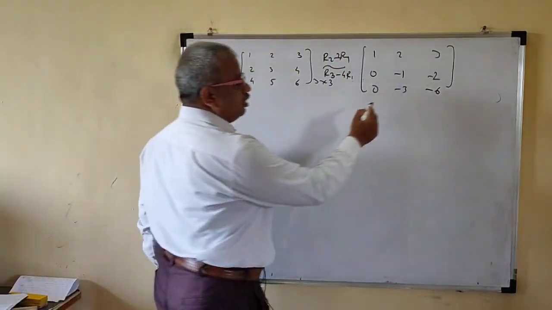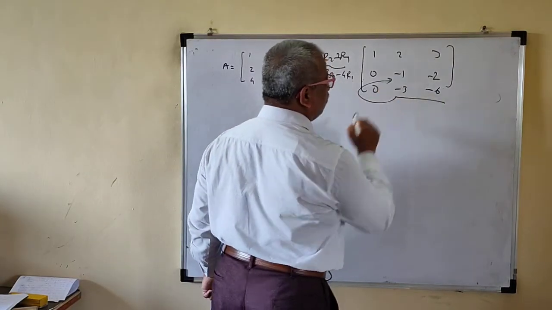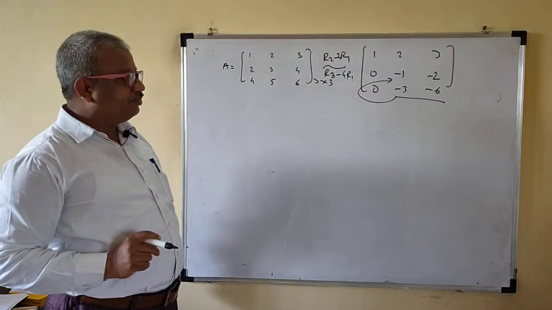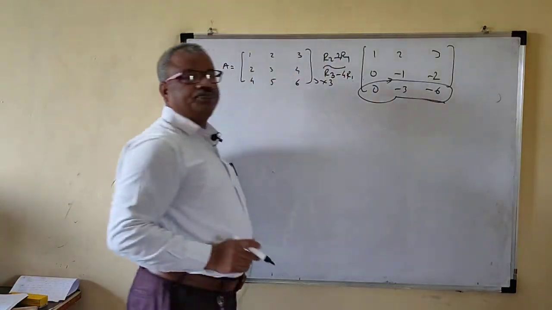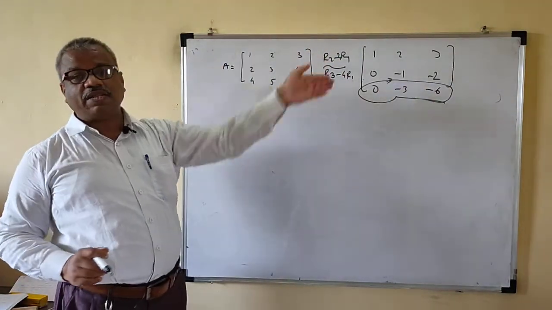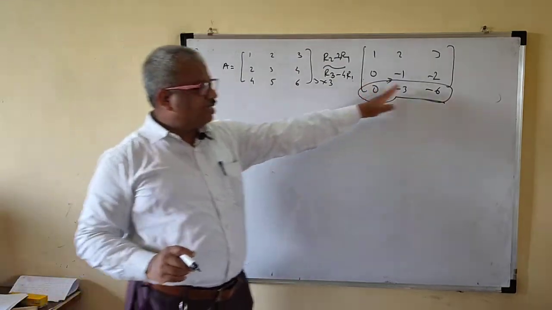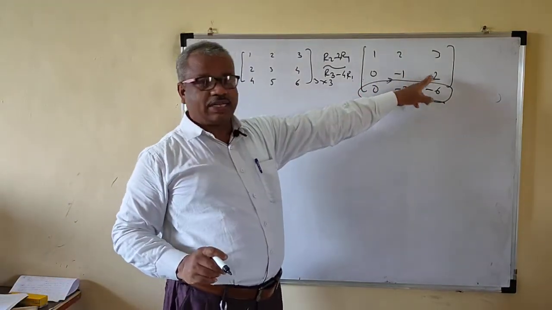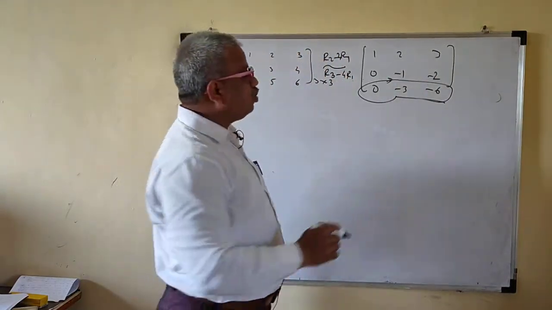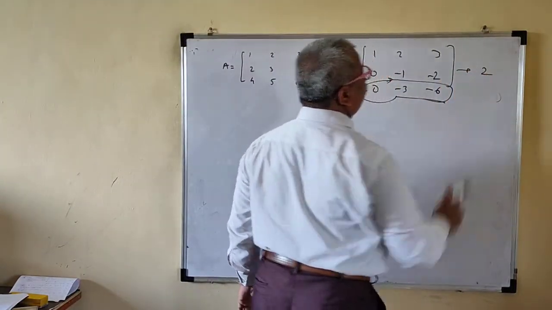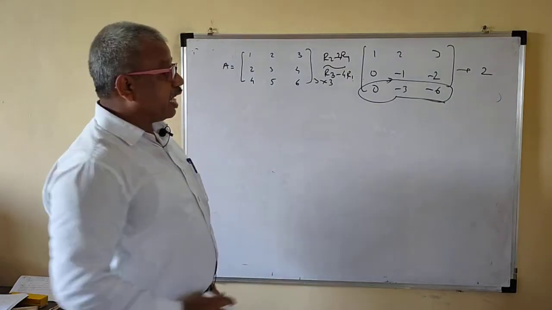Now see, this row is a scalar multiple of this row. If you multiply by 3 here, you get this one. So you can make this row 0, because this row is the scalar multiple of the previous row. You cannot make the entries minus 1 and minus 2 zero. So the non-zero rows in the equivalent form are 2. That will be your rank.